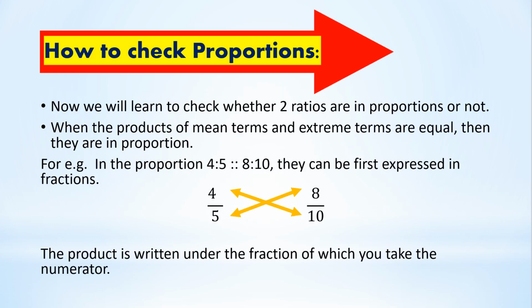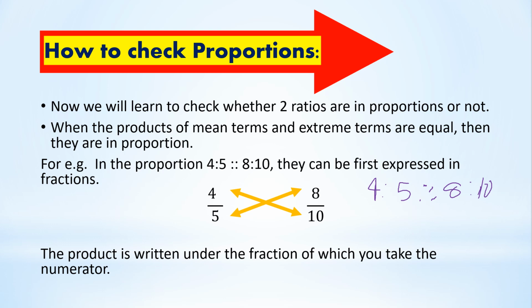Clear? Let's go further. Now we learn how to check whether two ratios are in proportions or not. So when the products of mean terms and extreme terms are equal, then they are in proportion. For example, 4 is to 5 is in proportion with 8 is to 10, right? This was the previous example. So here let's check whether the ratios are equivalent or not, whether they are in proportion or not.